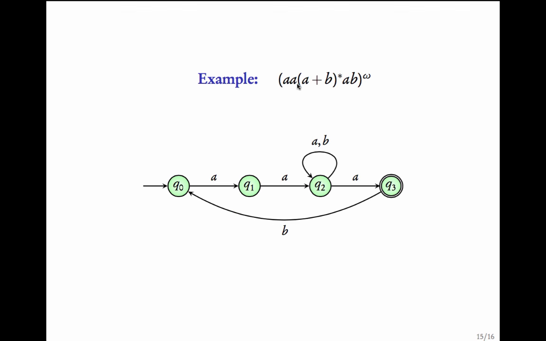One more example. Here this entire thing has to repeat infinitely often. You should see a word in (a+b)*ab, and again you should see a word in (a+b)*ab, and again you should see a word in (a+b)*ab, and so on. That is the meaning of this omega. So you draw the automaton for (a+b)*ab. Here I have made q3 the accepting state. So the automaton has to keep looping around this if it wants to accept a word, and if it loops around this, then it will be (a+b)*ab.